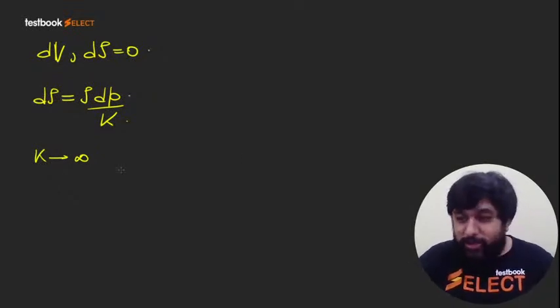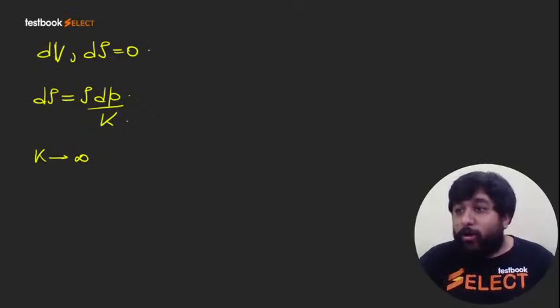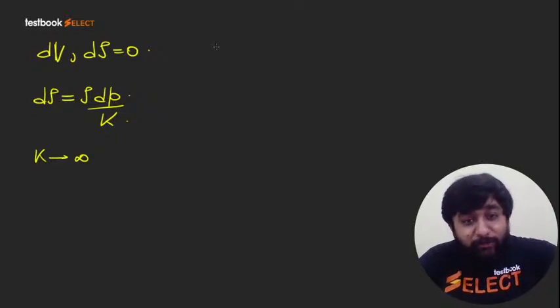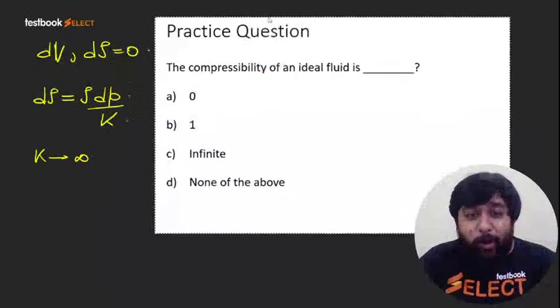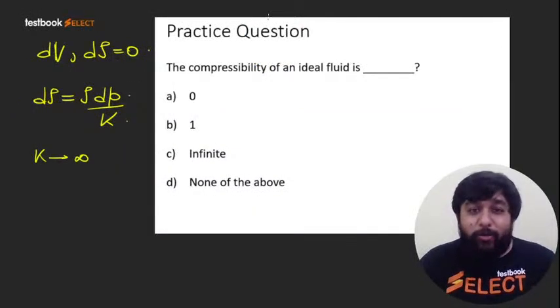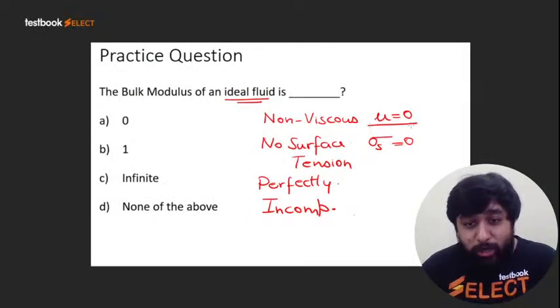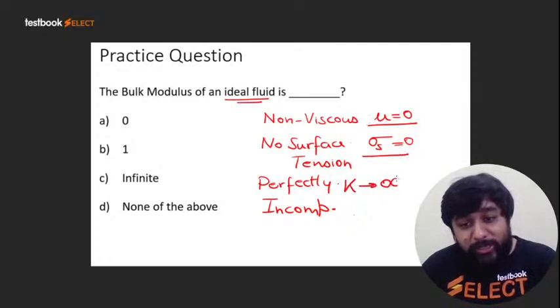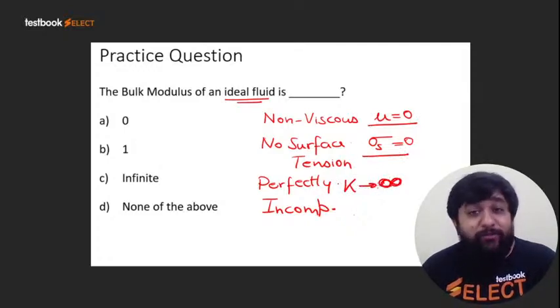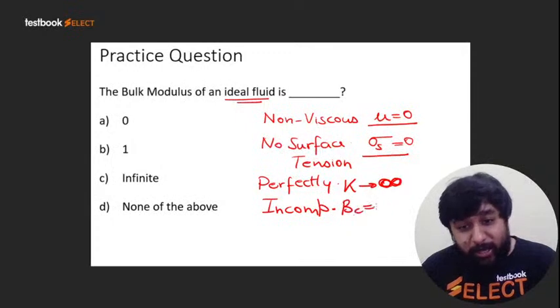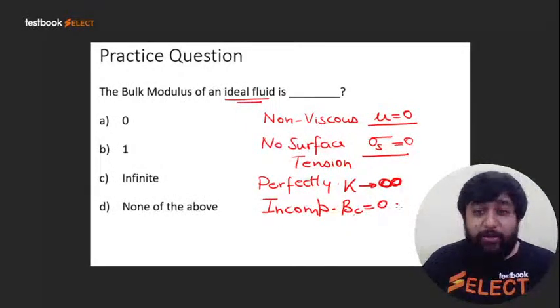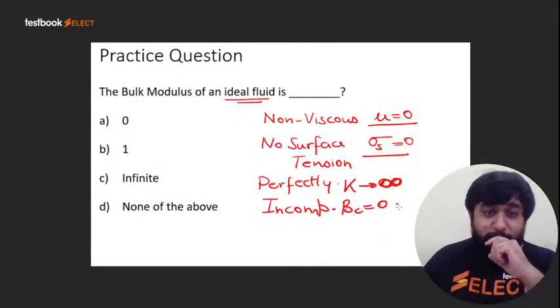I think simple question, simple answer, and in a similar manner, they might ask you what is the compressibility of an ideal fluid. So compressibility is the inverse of bulk modulus. So if bulk modulus is infinite, compressibility is going to be zero. So always remember, for an ideal fluid, these two terms are zero. But when you are talking of bulk modulus, it is infinite, but compressibility is again zero. This is the definition of an ideal fluid.